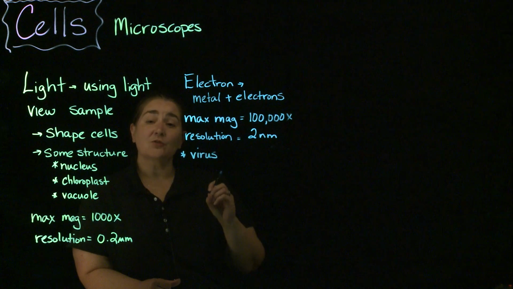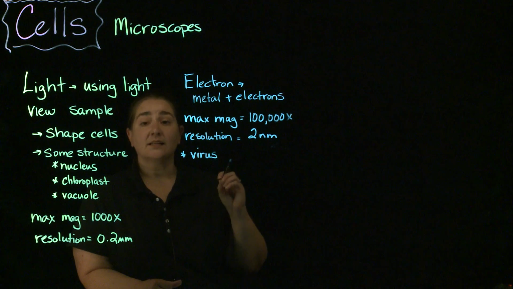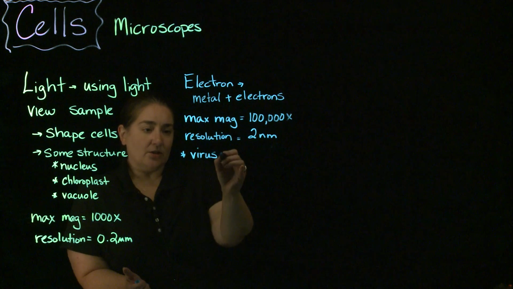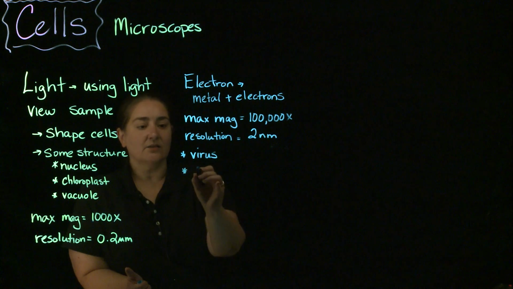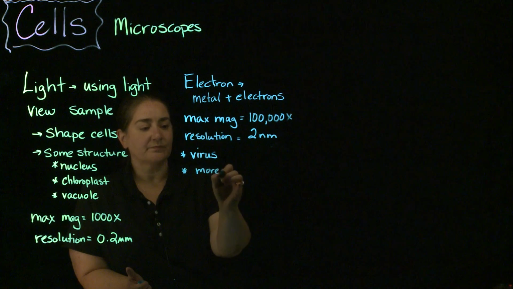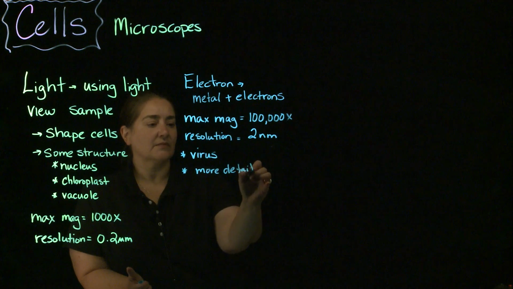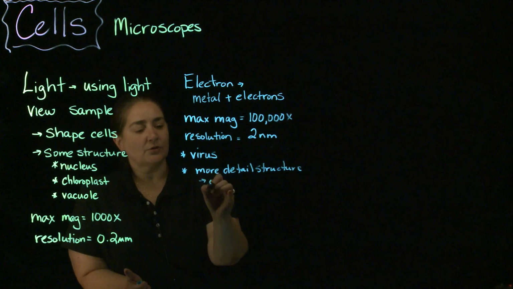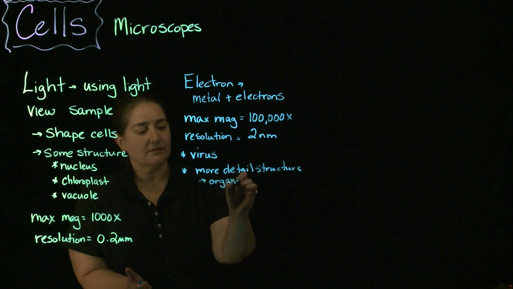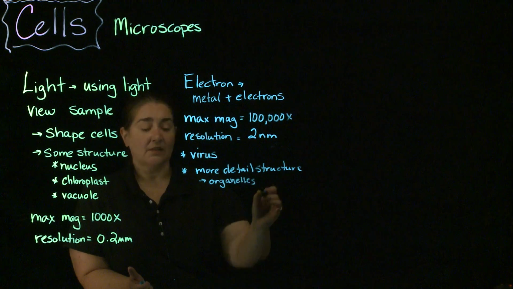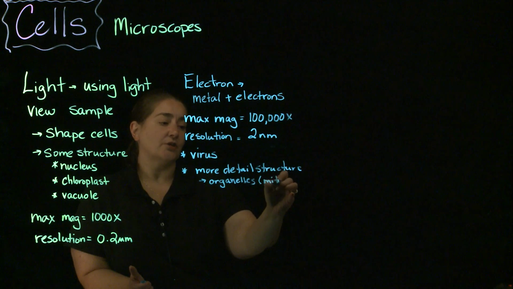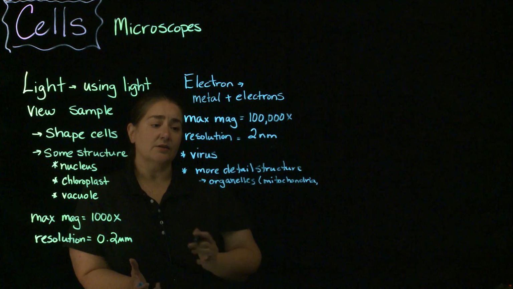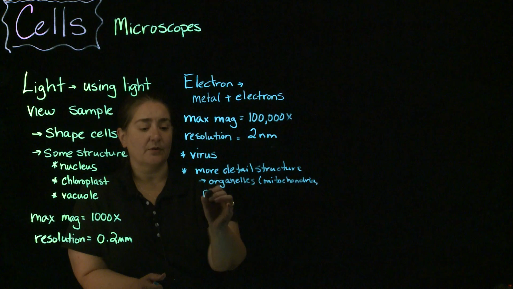All right? So what you can see with an electron microscope, the electron microscope now allows us to visualize things that are very, very tiny, like viruses. We can see viruses. You're going to be able to see more detailed structure within a eukaryotic cell. So you're going to be able to visualize more of the organelles. So things like mitochondria you're going to be able to see associated with the electron microscope.